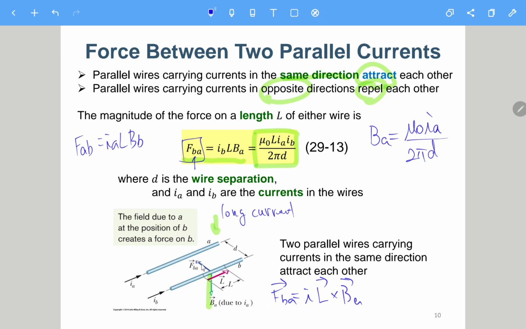Which means that if IA and IB are going in the same direction, FBA will be pointing from IB to IA, and similarly FAB will point in the opposite direction. You can try it by yourself; I will not repeat it again. So if IA and IB are pointing in the same direction, the two wires will attract each other, just as what is said here. If parallel wires carry current in the same direction, they will attract each other.